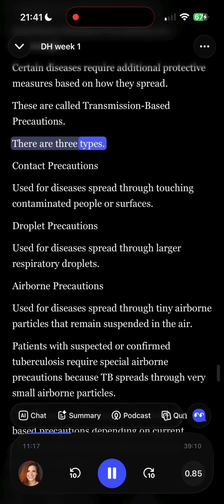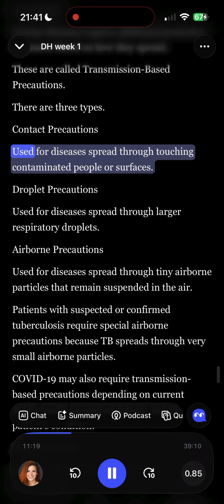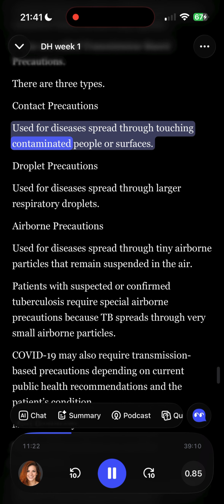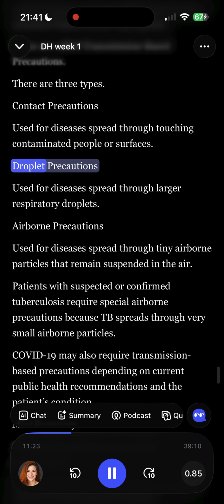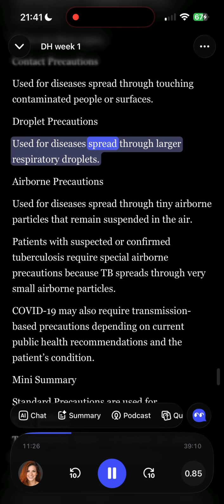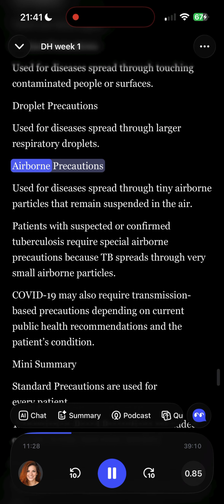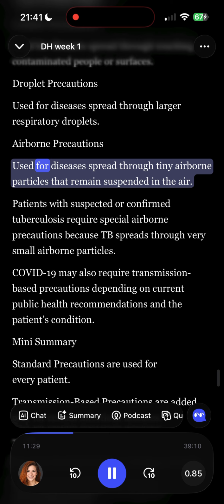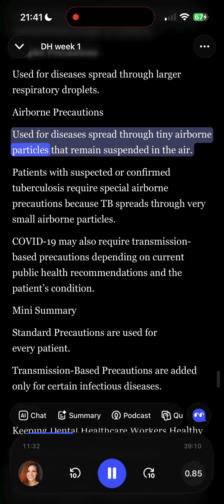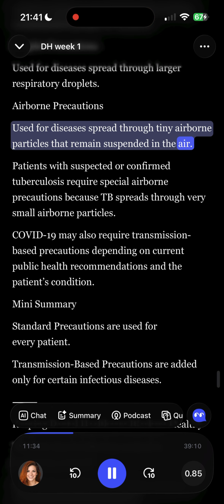There are 3 types. Contact precautions, used for diseases spread through touching contaminated people or surfaces. Droplet precautions, used for diseases spread through larger respiratory droplets. Airborne precautions, used for diseases spread through tiny airborne particles that remain suspended in the air.